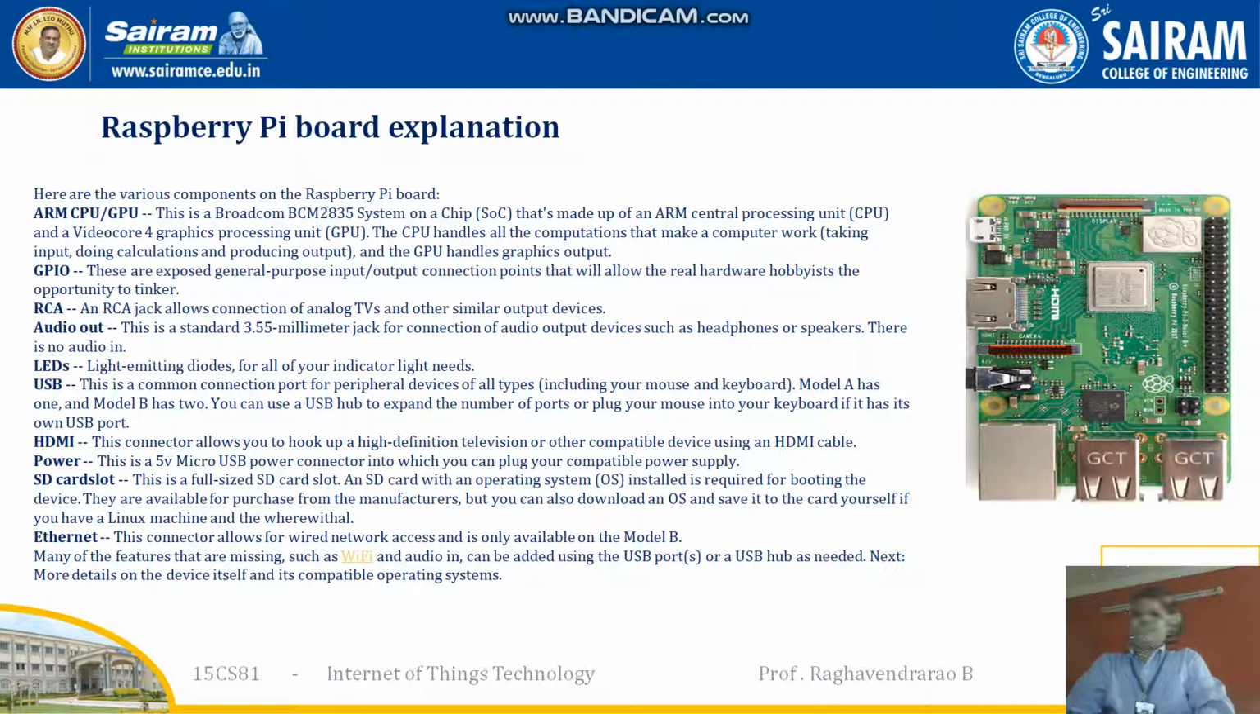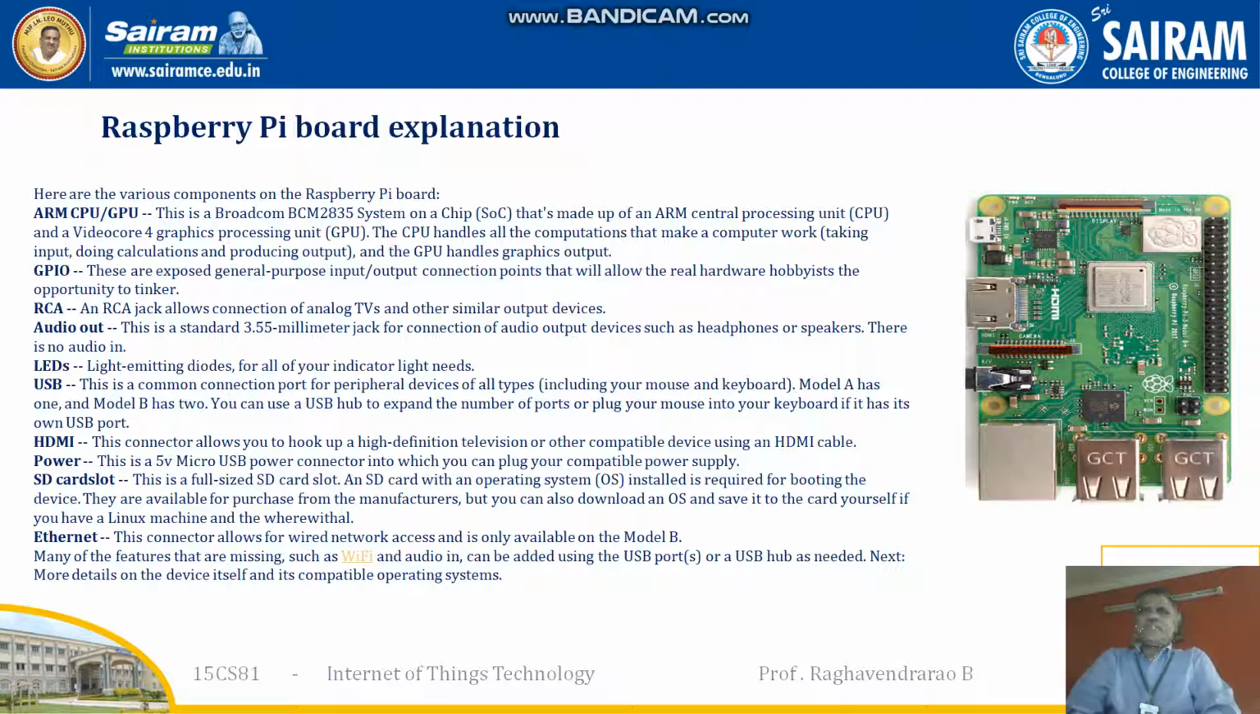Then this audio output is there. It is a standard 3.5mm jack for the connection of audio output, such as headphones or speakers that you can use. There is no audio in. Then there are some LEDs. The two LEDs I showed you at the time, one green and one red. Light emitting diodes are the indicators of the lights that are needed.